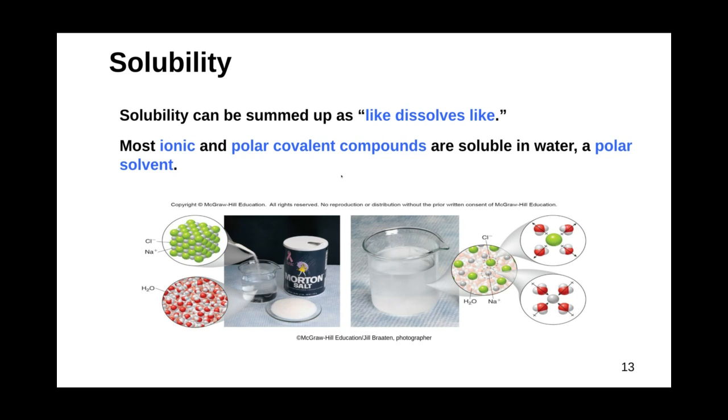Most ionic and polar covalent compounds are soluble in water. Water itself is a polar solvent. You remember water has polarity to it, right? It has a slight negative charge on the oxygen, a slight positive charge on the hydrogens. And water, using this, will pull apart something that is ionic, i.e. table salt. As you should recall, table salt, sodium chloride, is a positively charged sodium bound with a negatively charged chlorine. So like dissolves like. Ionic and polar covalent compounds are soluble in water.